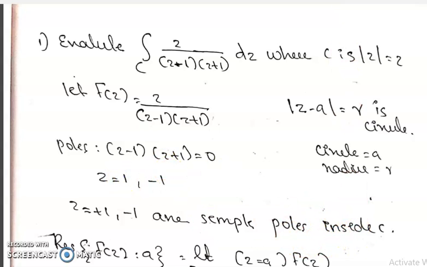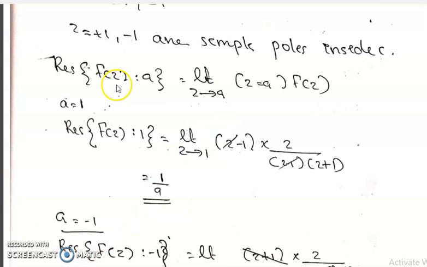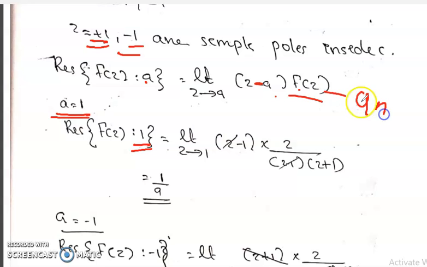Now let us find the residue. We did a lot of problems on finding the residue. The residue of f(z) at the point a is the limit as z tends to a of (z minus a) f(z). So now the points are 1 and minus 1. At the point 1, a is equal to 1. Residue at the point 1: limit z tending to 1, (z minus 1) f(z). z by (z minus 1)(z plus 1) is our f(z), that is our question. Substitute it here.